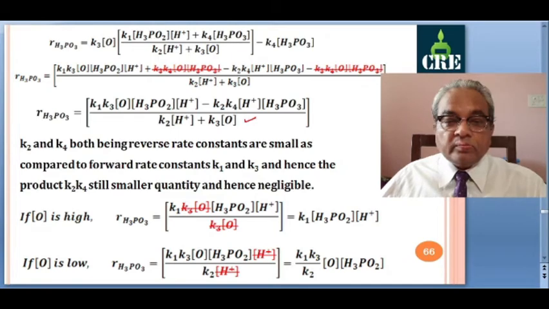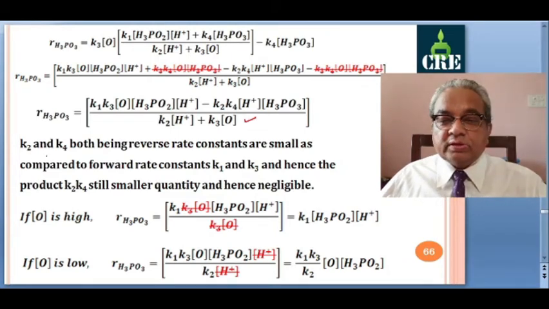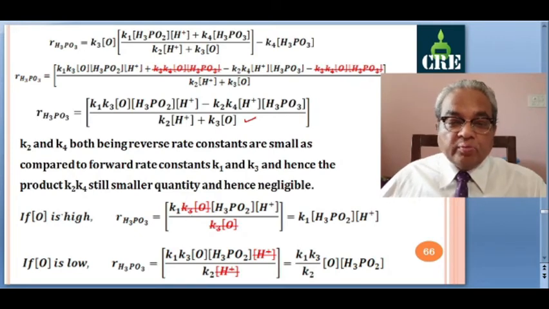Okay, K2 K4 being the reverse rate constants, they are small as compared to the forward rate constants. K2 K4 product will still be a smaller quantity, hence this term can be neglected, and we write [H3PO3] as K1 first term, and in the denominator now we are applying these limiting conditions.